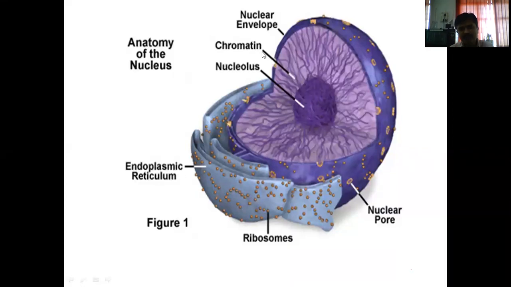Chromatin is present outside the nucleolus. Then this is the nucleolus. The outer nuclear envelope is attached to the endoplasmic reticulum. You can see it here, this is the endoplasmic reticulum.